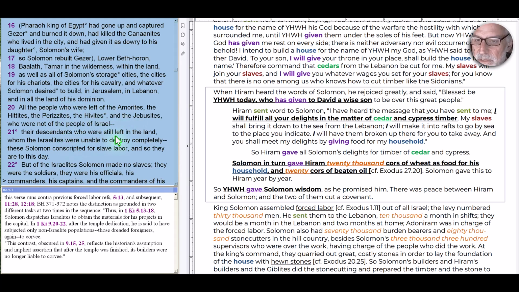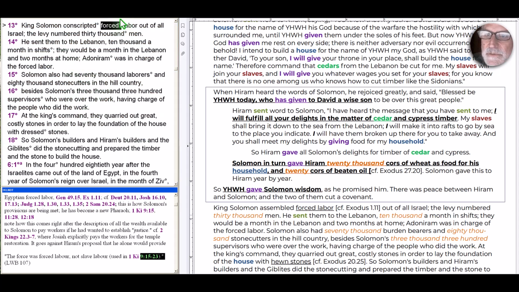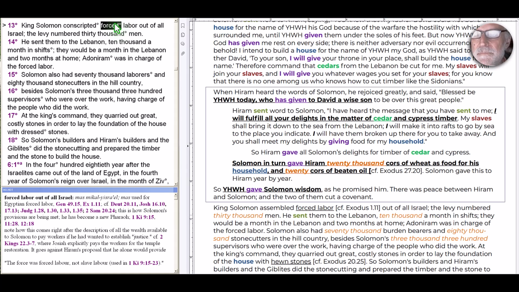But here their descendants were still left in the land, whom the Israelites were unable to destroy, though Solomon conscripted them for slave labor. But of the Israelites, Solomon made no slaves. They were his soldiers, his officials, etc. But back here it says very explicitly that he conscripted slave labor out of all Israel.